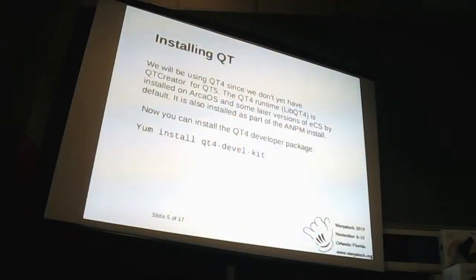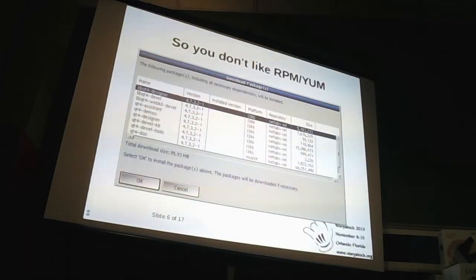And real simple, you install Qt4 developer. And when I do it in RPM, this is what I get. That's the only thing I requested. You see that lovely list of dependencies. So if you were going to try to install it yourself, you'd have to figure out you needed all of those and go out and find them and install them.